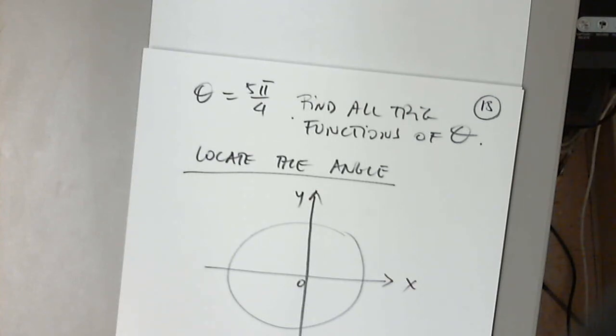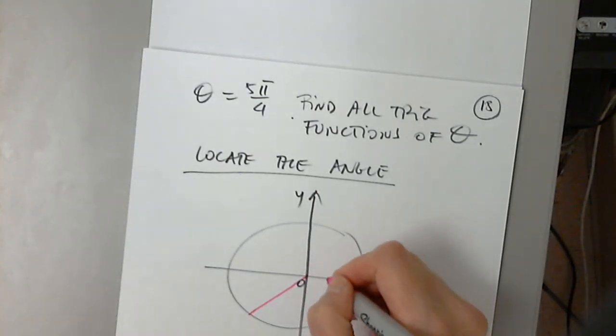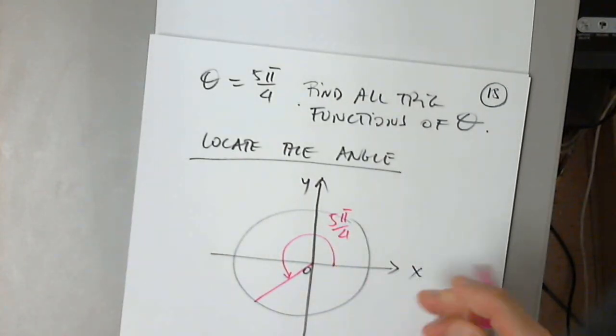What does 5 pi over 4 mean? I don't know, but I know that pi over 4 is 45, and there are 5 of those. One here, second, third, fourth, fifth. 5 of half of a quadrant. So this must be it. This is the 5 pi over 4.